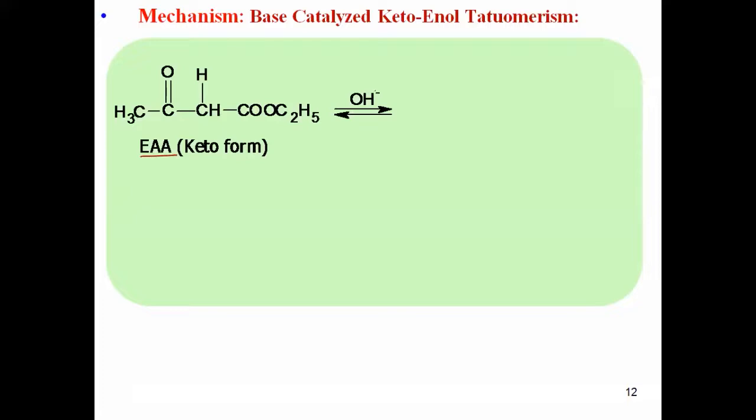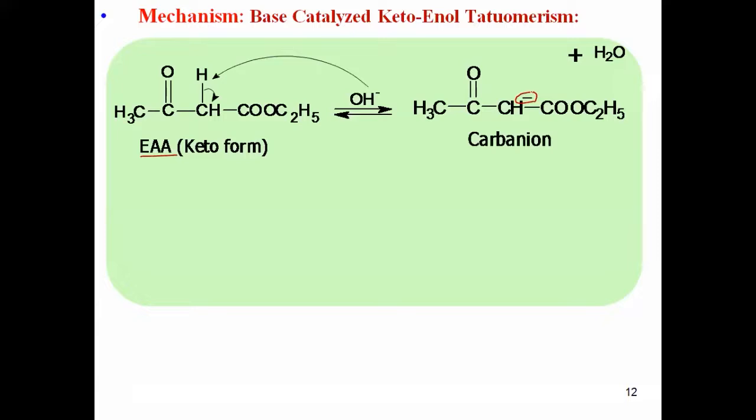That OH can easily abstract that hydrogen because this compound is an active methylene compound. It has a tendency to lose that hydrogen easily. So this base easily takes that hydrogen. Means the bond between carbon and hydrogen undergoes breaking and this electron pair goes towards carbon and that carbon acquires a negative charge. Here carbon acquires a negative charge and we get the intermediate, and this is nothing but the carbanion. This is the carbanion. This is a very common state.